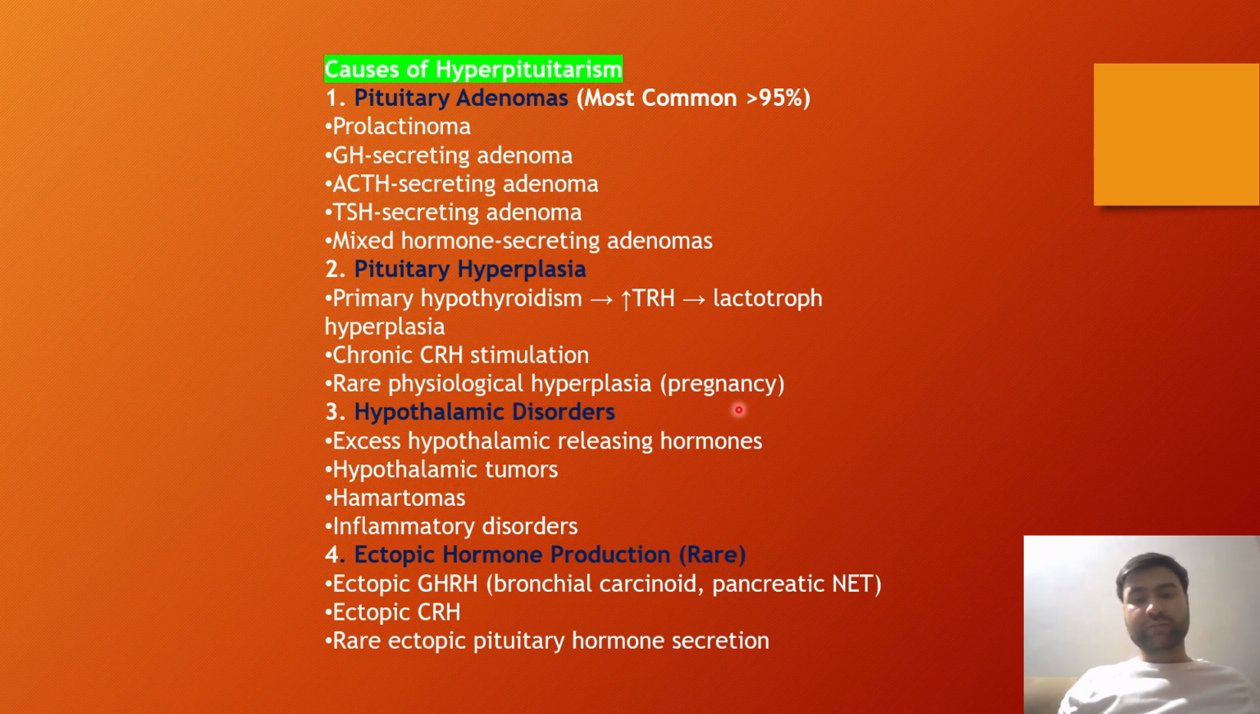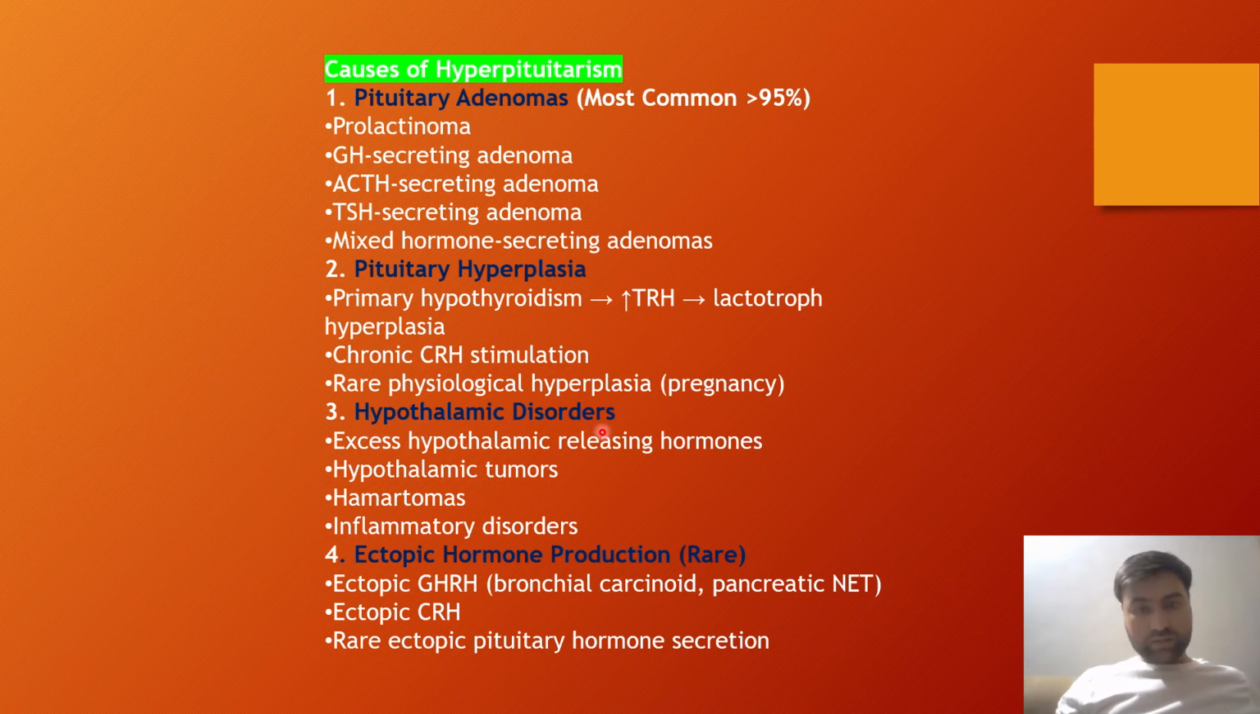Rarely, in case of pregnancy, we can see physiological hyperplasia of the pituitary gland, and that's why it is at risk of Sheehan syndrome or necrosis when there is postpartum hemorrhage and low blood flow to the pituitary gland, because the pituitary gland has physiological hyperplasia and its blood requirements are more in pregnancy.